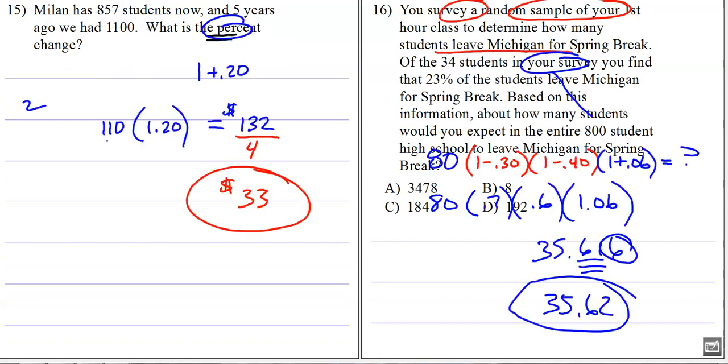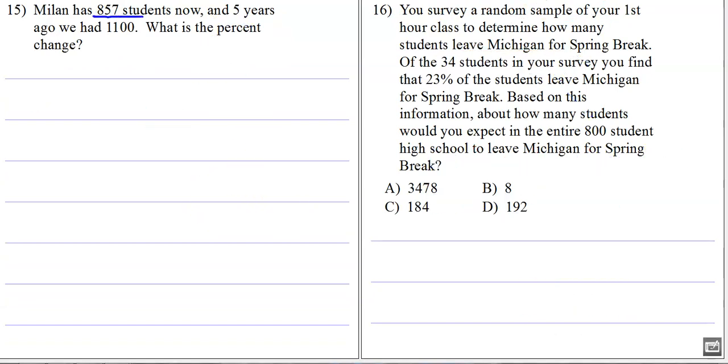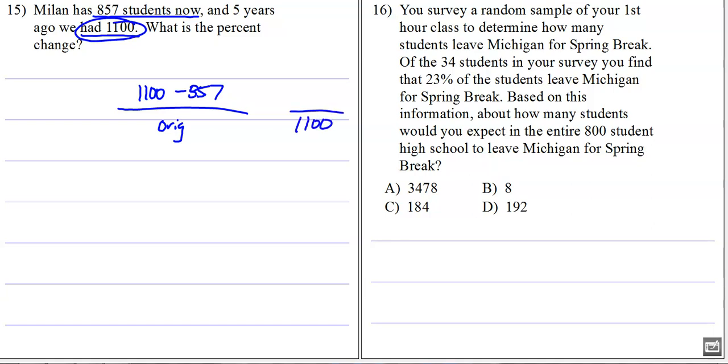What's next? 15, 16. We have 857. 5 years ago, we had 1100. So this is percent change. So I'm going to find how much did we change. And then this is the key part. You've got to divide it by the original, or what it used to be. So we had 1100. So the 1100 goes on the bottom. It looks like we've changed 243. So 243 divided by 1100. 0.22, aka 22% decrease.